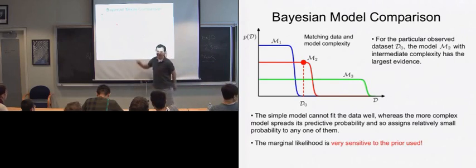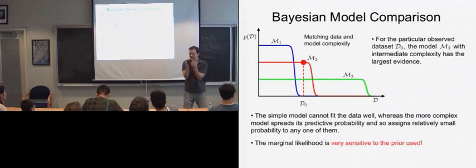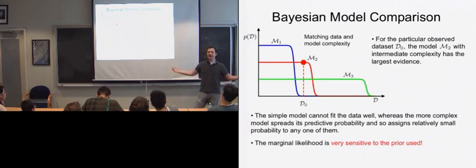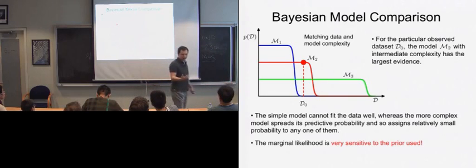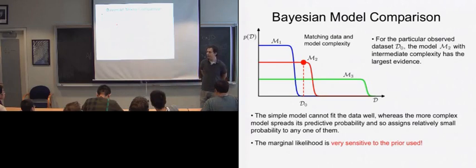Another way of thinking about it: if you have a simple model, you can't explain the data, so you're not going to fit the first term. If your model is too complex, it's going to give small probability to the particular data set you're looking at because it's so flexible, it can explain everything. So models with intermediate complexity are the ones that you should be choosing for a given data set.